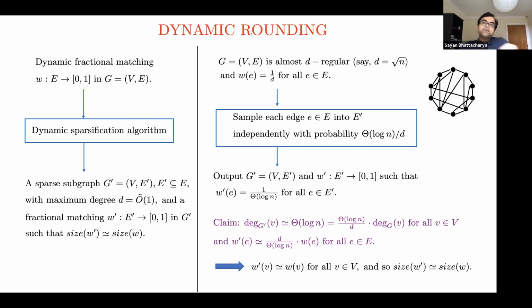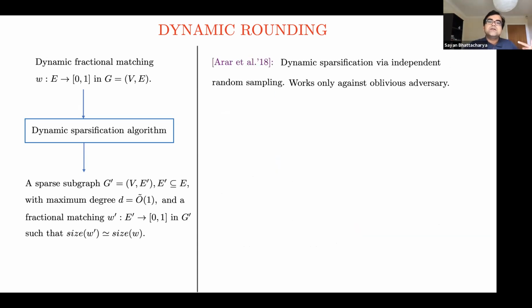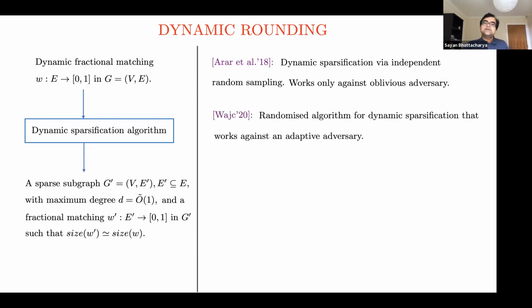Now this applies only for this very specific input instance. What Rubinstein et al. in 2018 showed was that you can make it work on general input instances. So they showed how to do dynamic sparsification via independent random sampling. However, it works only against oblivious adversary. Subsequently, last year, David Wajc came up with a very clever randomized algorithm for dynamic sparsification that works against an adaptive adversary, but it's still randomized.